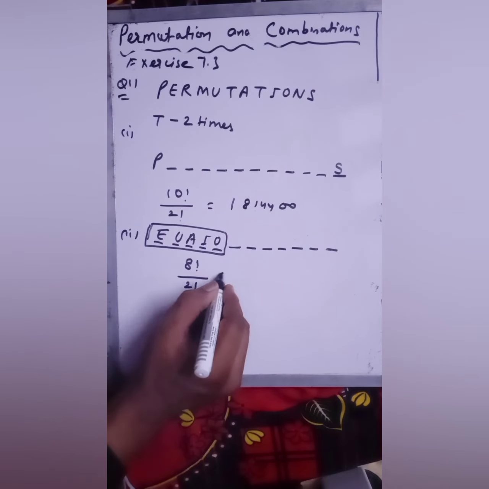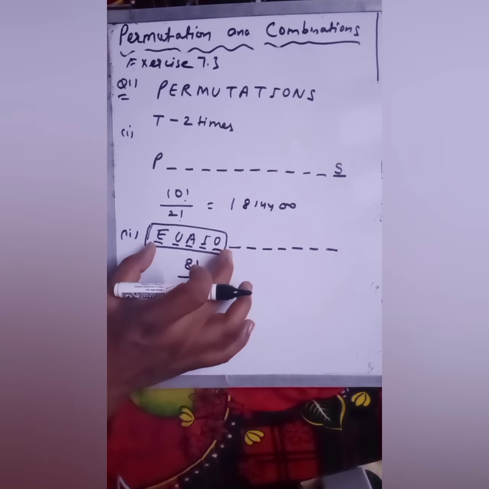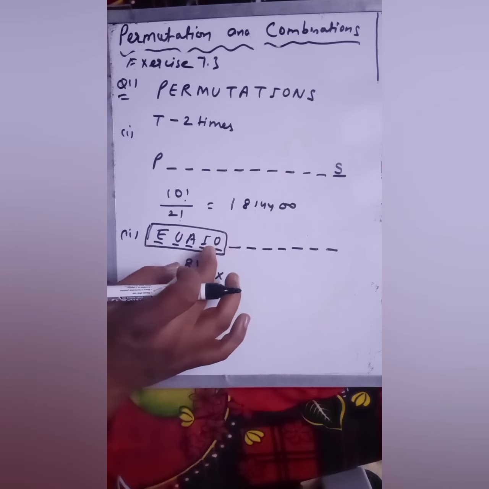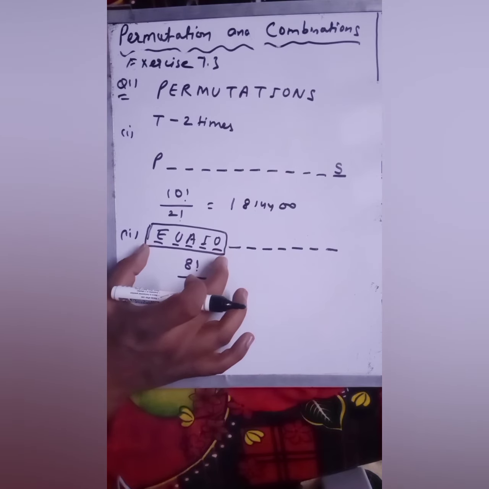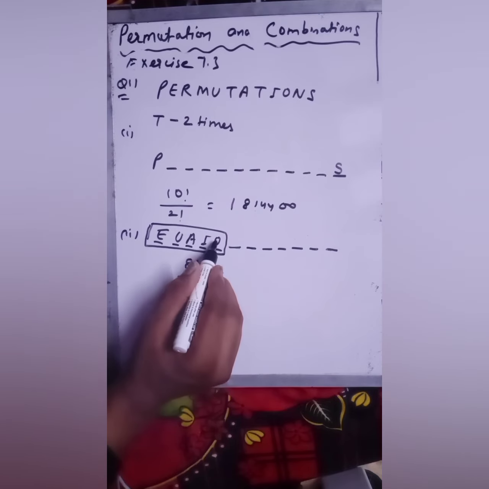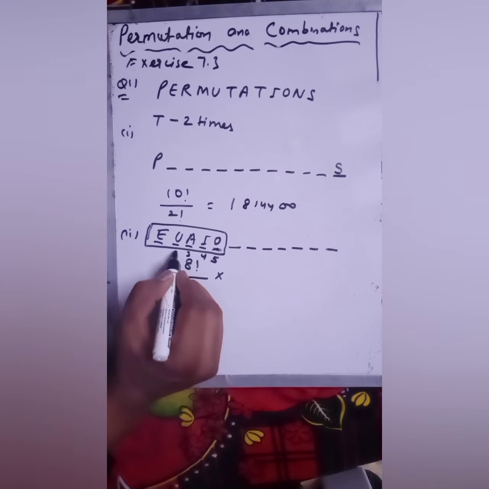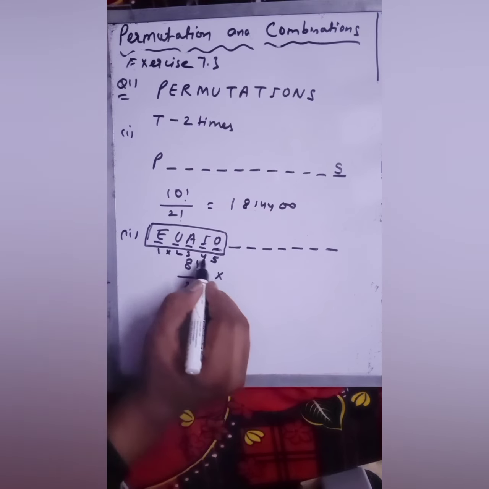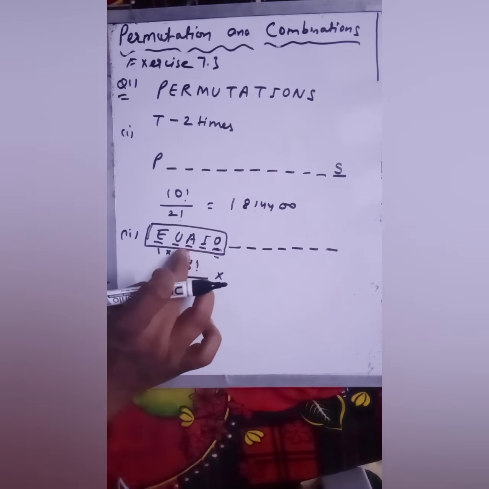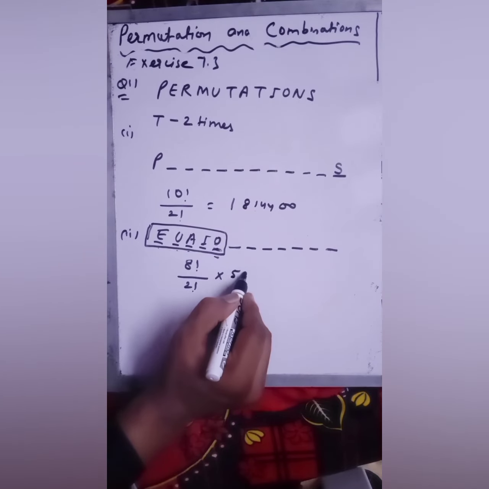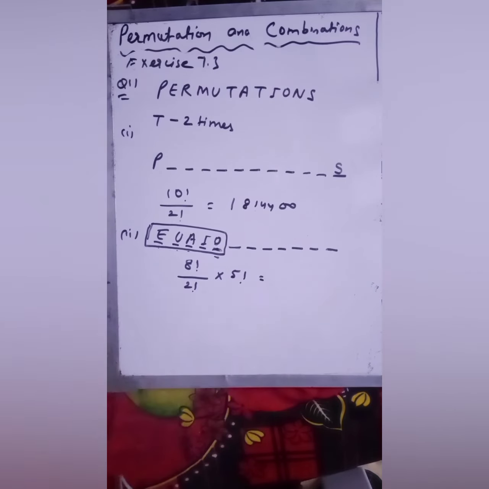Okay, into, as we can see, there are 5 vowels. So we can arrange these 5 vowels also, because for this place you have 5 choices, for this place you have 4, 3, 2 and 1. So there are total 5 factorial choices. Okay, so I can write 5 factorial. So solve this and you will get the answer.